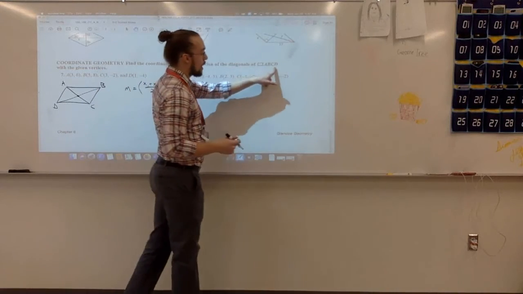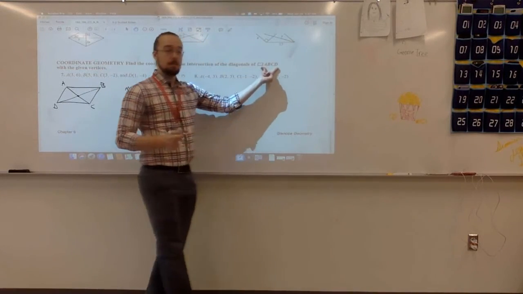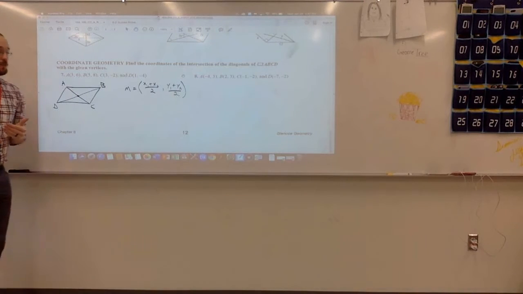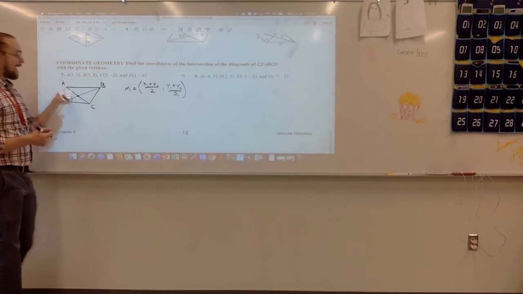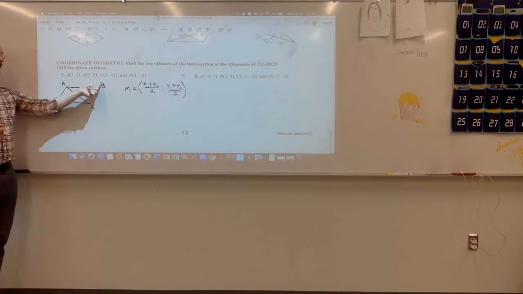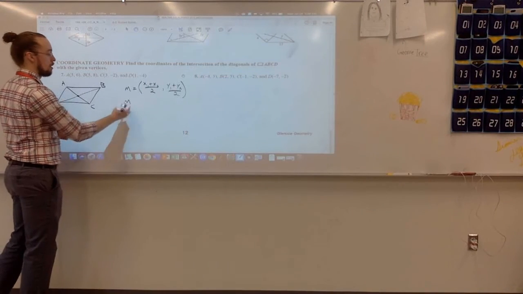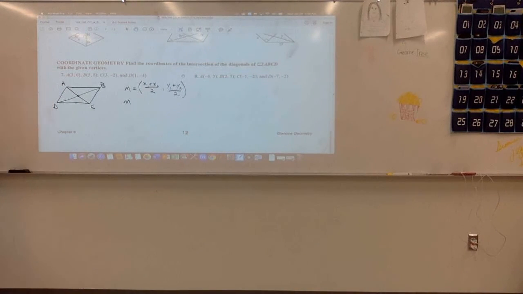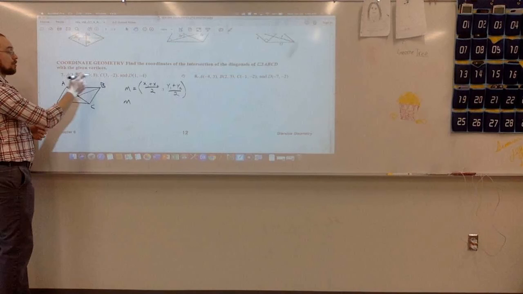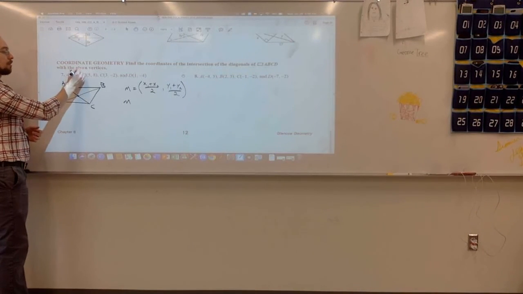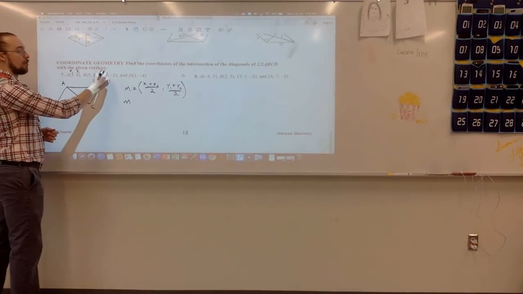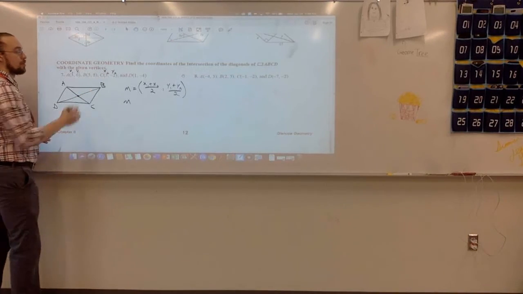We said the way that this is written tells us the order that vertices go around a figure. So A, B, C, D, they go in order around the figure. So that tells me that AC would be a diagonal and BD would be a diagonal. So I want to find the midpoint of opposite vertices. So I'll do A and C. I can make this one my x1, y1, and this my x2, y2.